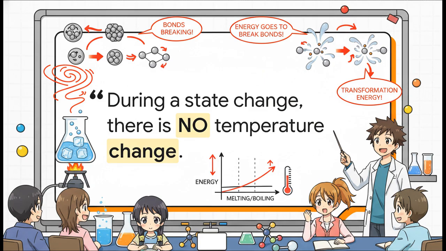And this right here is probably the most mind-bending part of this whole story. During those flat sections, while it's melting or boiling, you are pumping tons of energy into this thing, but its temperature does not change one bit. So where's all that energy going? It's not making the particles move faster. It's being used for one job and one job only, to break the bonds holding the particles together. It's transformation energy, not heat energy.